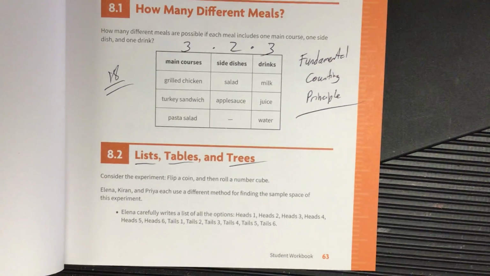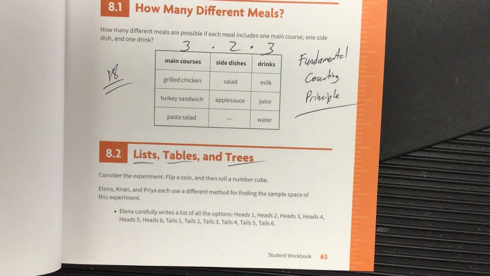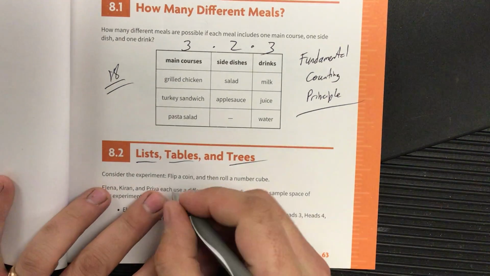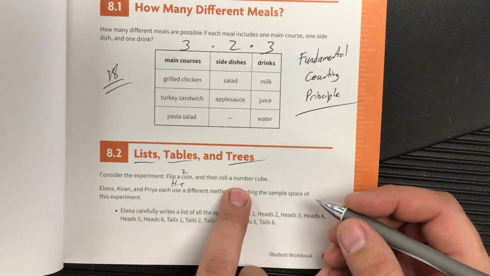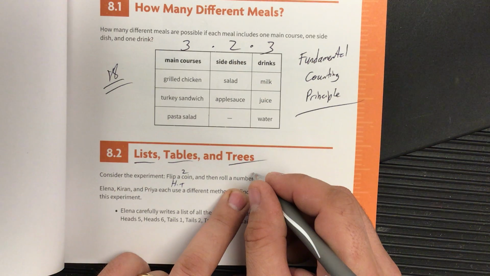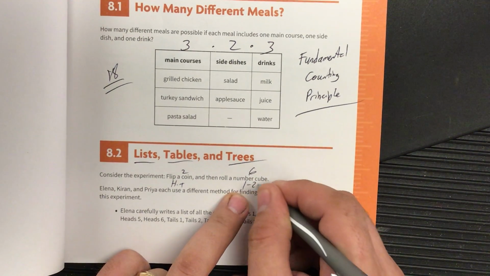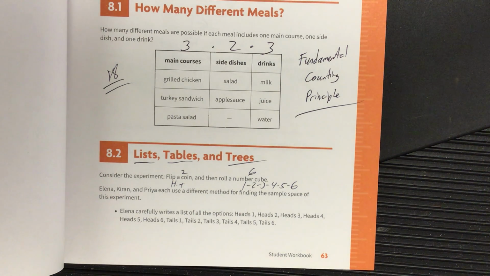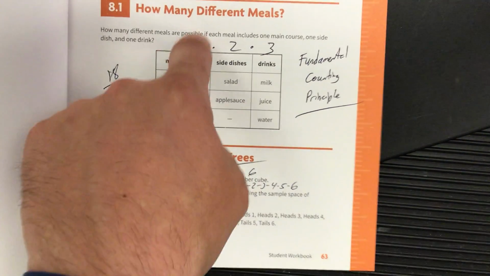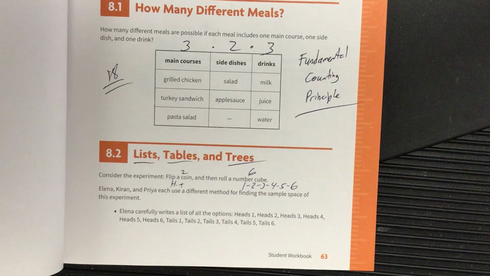So if you're flipping a coin, how many options do you have? 2, heads or tails, right? Rolling a die, 6 outcomes. I can get 1, 2, 3, 4, 5, or 6. So how many total outcomes should I have? 12. 2 times 6. Just like we multiplied here, you multiply 2 times 6. So whatever you do, you should know you have 12 outcomes.